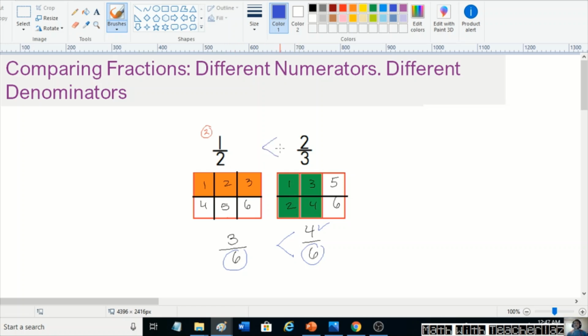I want you to notice that I could not make them both into thirds, and I could not make them both into halves. So I found a common denominator by cutting them both into 6s. And that's how we're going to be able to do that mathematically later on, okay? But now it's just visually. So now let's go on to our last exercise.